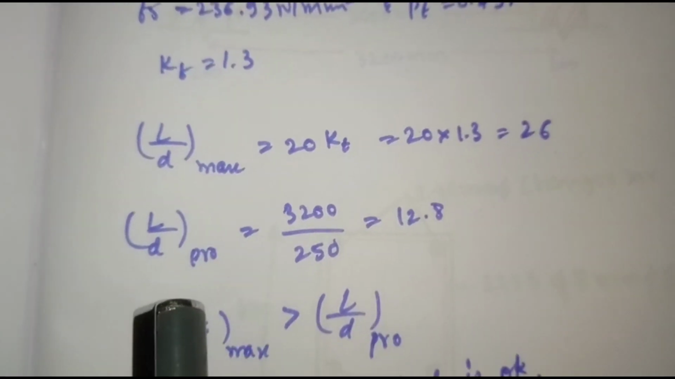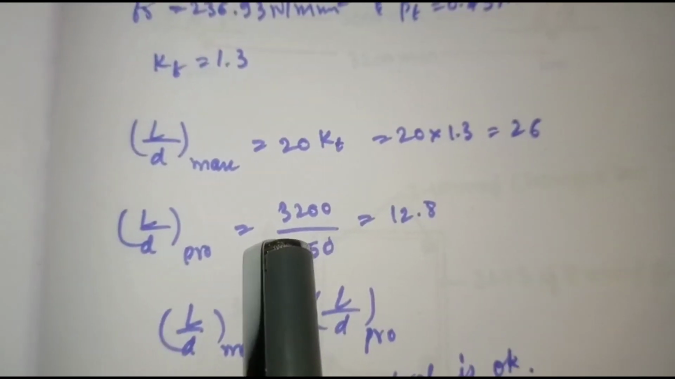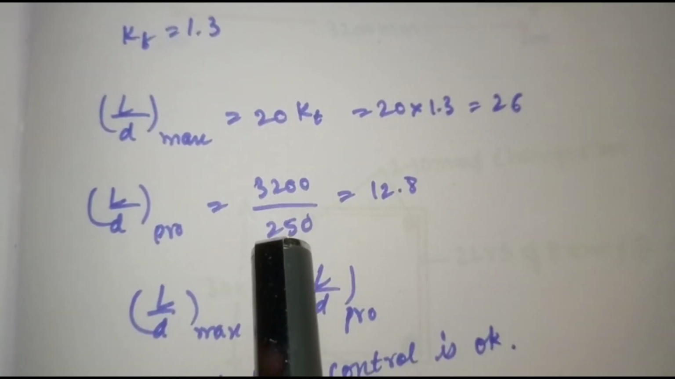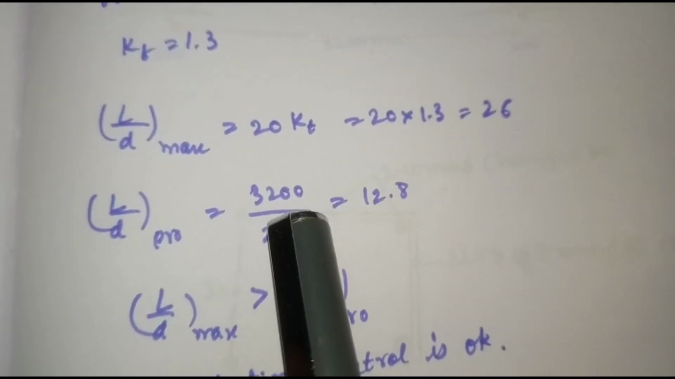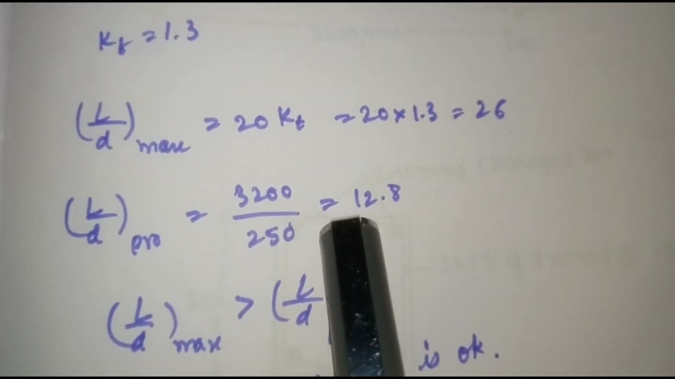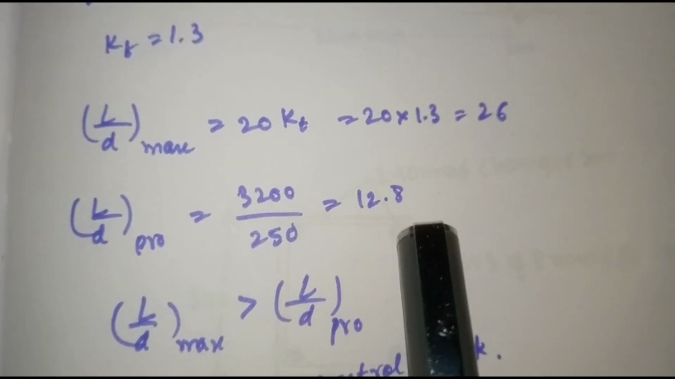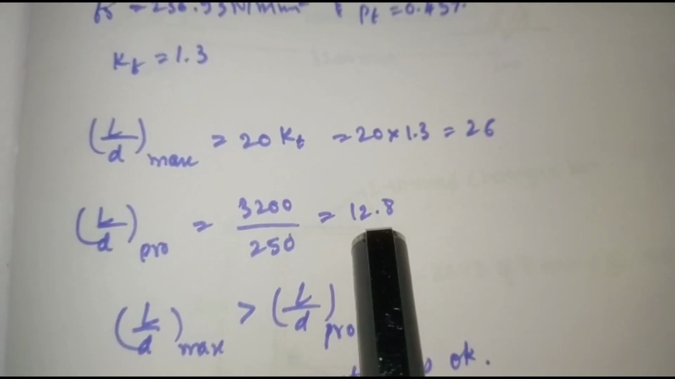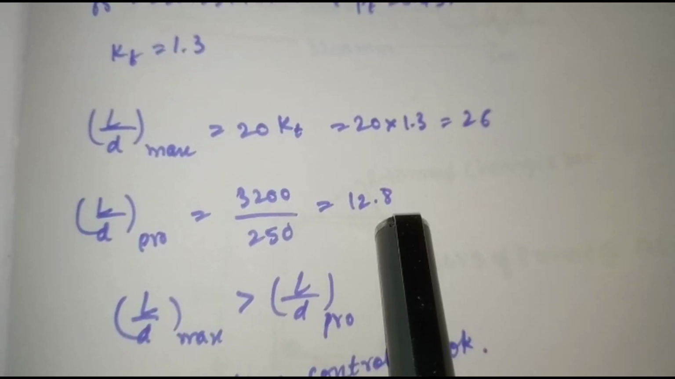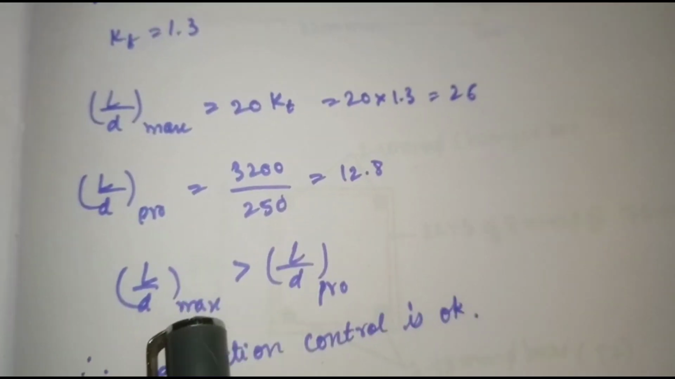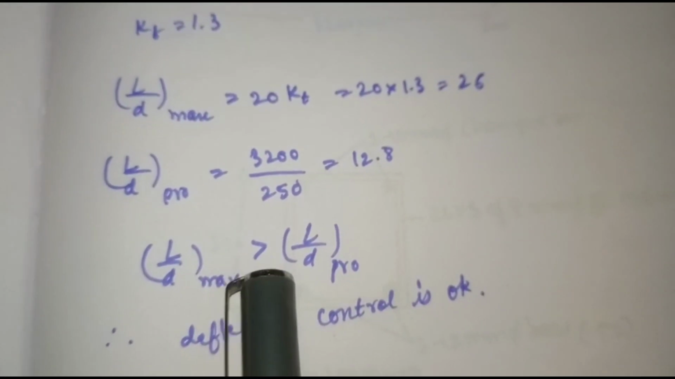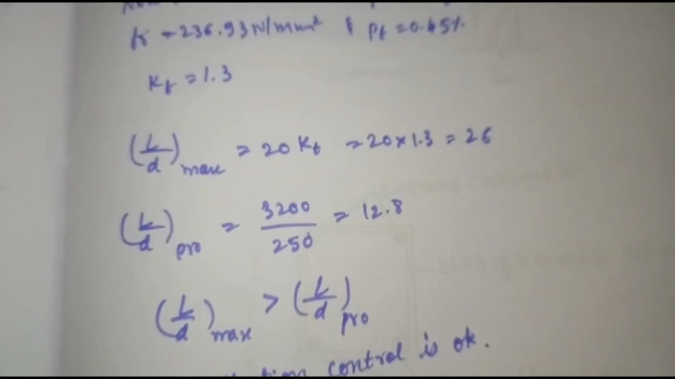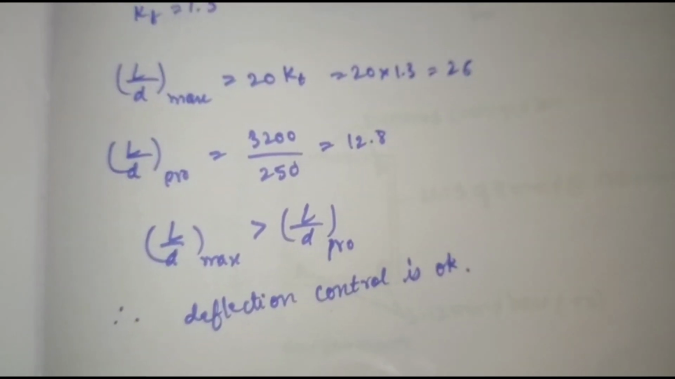Next our L by D provided. L we got is 3200 divided by D we got as 250. After simplifying, we'll get our L by D provided as 12.8. So by comparing these two, our L by D provided is least compared to these. So our L by D max is greater than L by D provided. So deflection control is okay. So this is how we calculate the deflection control.